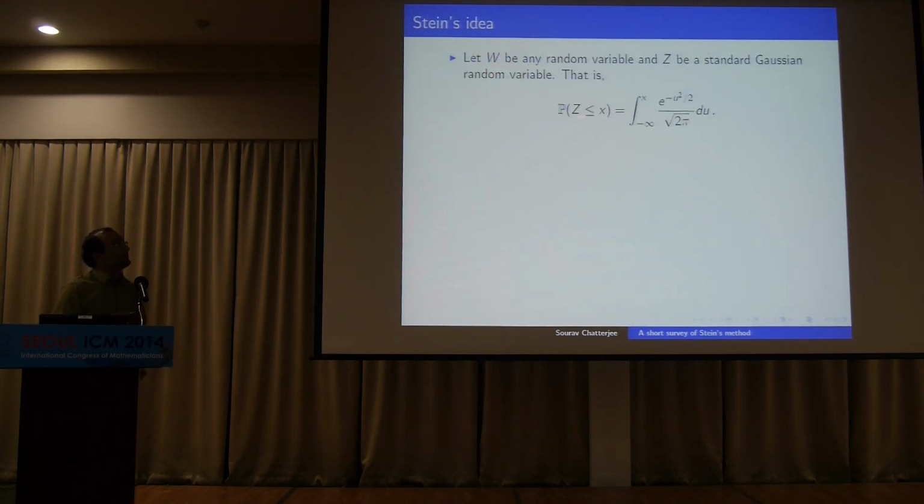So Stein's idea is the following. Let W be any random variable and Z be a standard Gaussian random variable, so which means that this is the probability distribution function of Z.